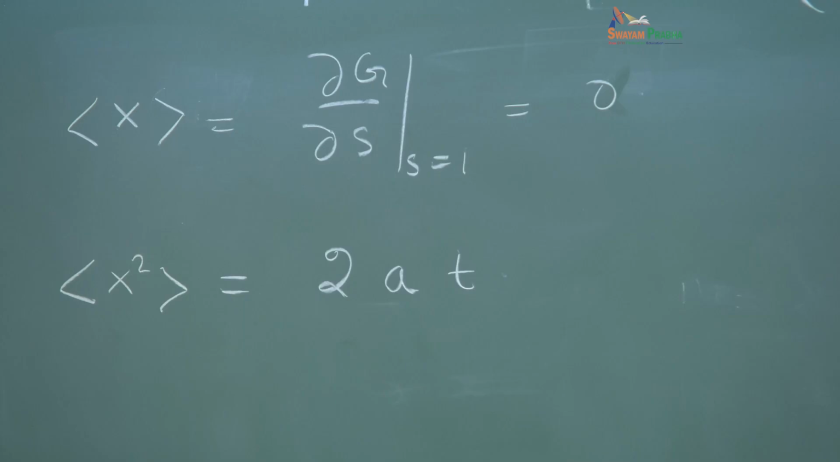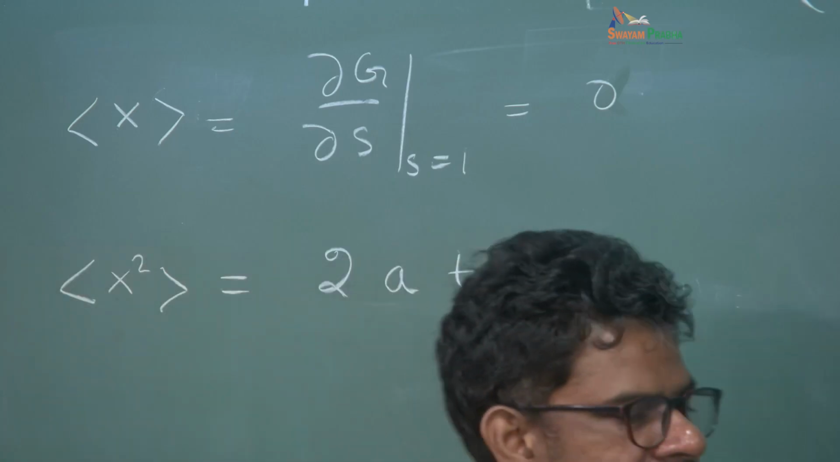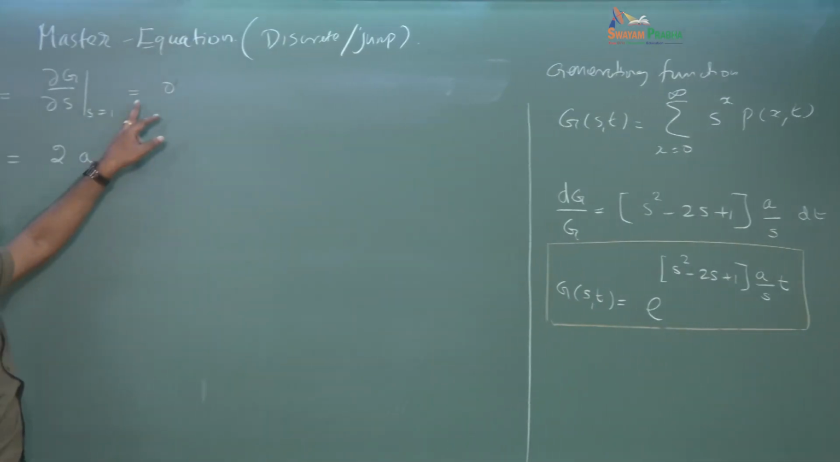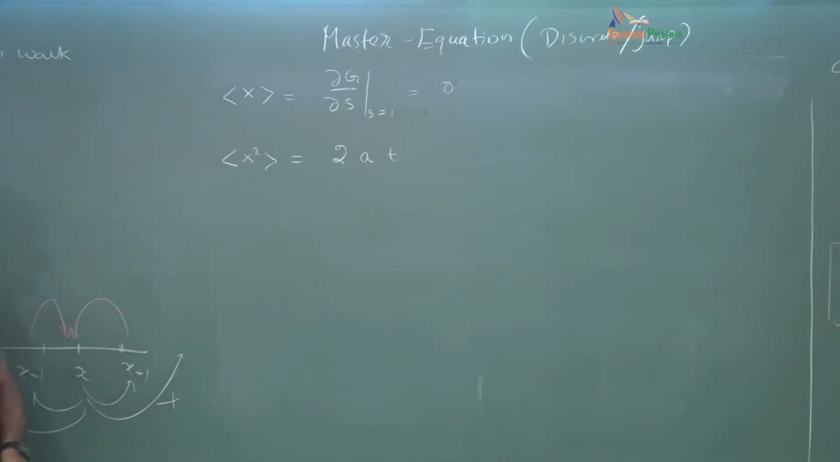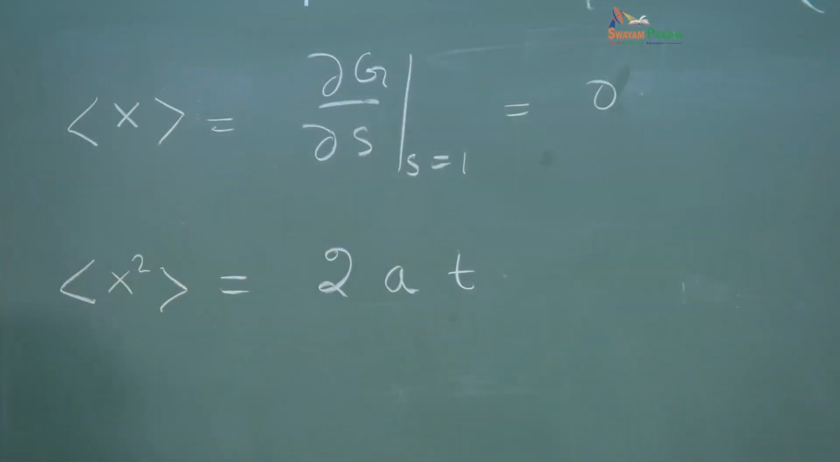So you will get that if you take the first derivative and calculate at s equal to 1, you will see that the mean position is 0 as we expect, and then if you get the mean square displacement, or the mean square position, it actually goes proportional to t, okay. So these are the results we already expected from the Langevin equation and the Einstein relation also.